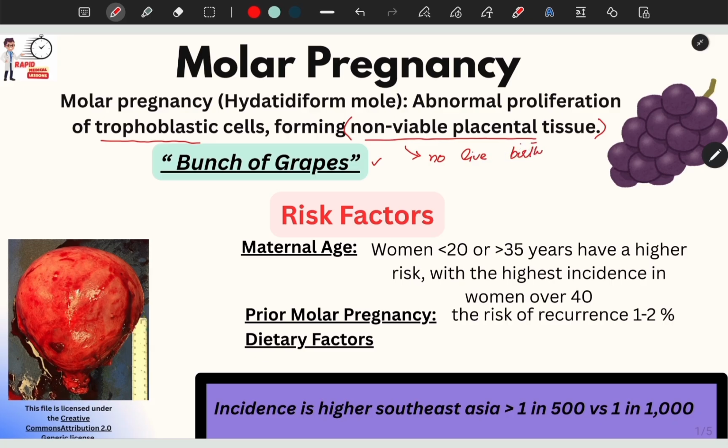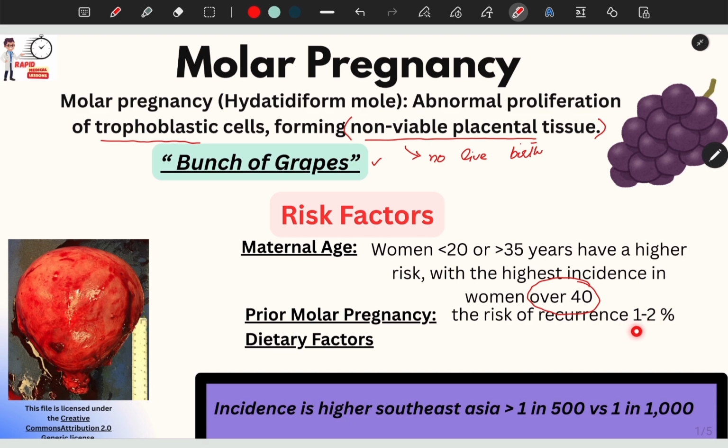Who is at risk? Let's see what the risk factors are and what kind of persons are at risk. The first risk factor is maternal age. If the woman is less than 20 or more than 35 years, she has high risk, with the highest incidence in women over 40 years. Teenagers and older women are more likely to have complete moles instead of partial mole. I will explain the difference between these two, complete mole and partial mole, in the upcoming slide.